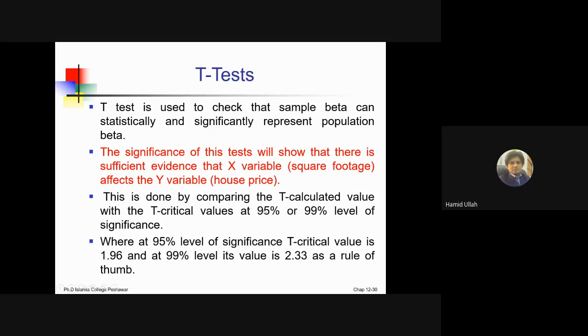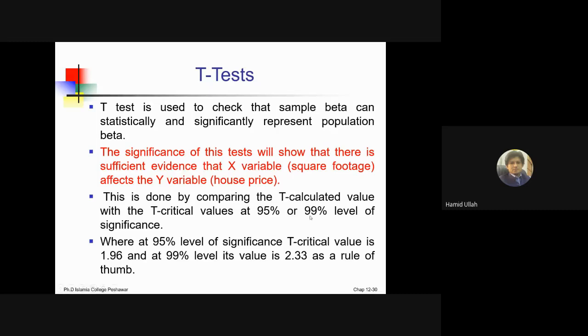At 95%, we are sure that if we draw samples time and again from this population and calculate the beta, the sample beta will represent the population beta. Only 5% is the chance that, if we do sampling, the sample beta may not represent the population beta.